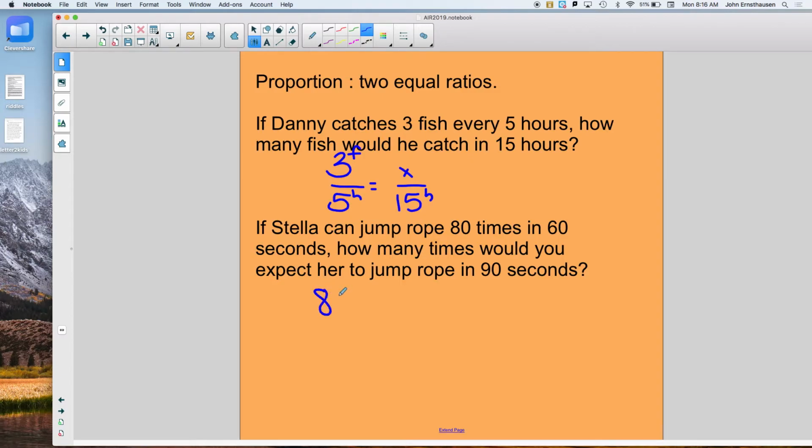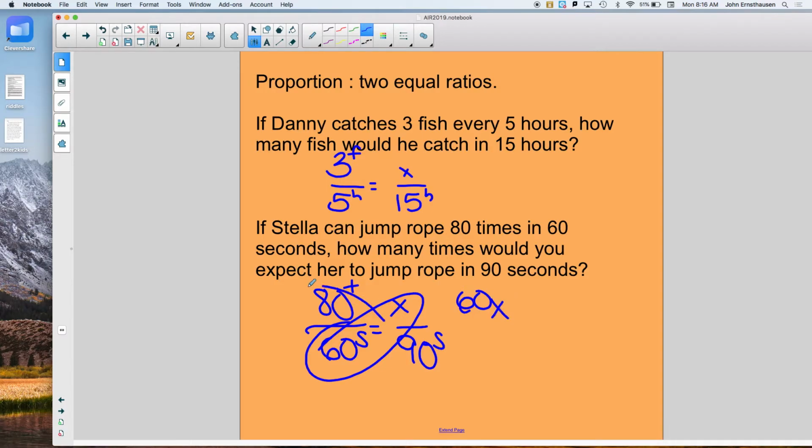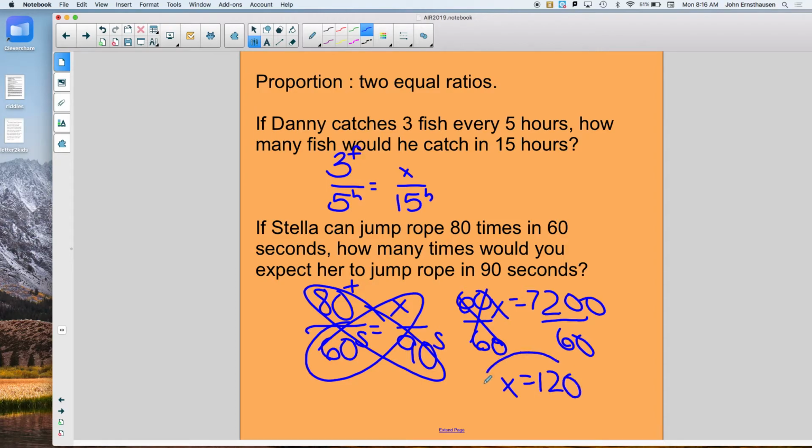She's jump roping 80 times in 60 seconds. So in 90 seconds, what would you expect? If I cross multiply here, answer 120. Went much better on that one and it was harder.